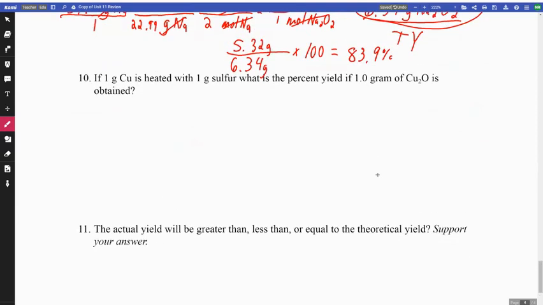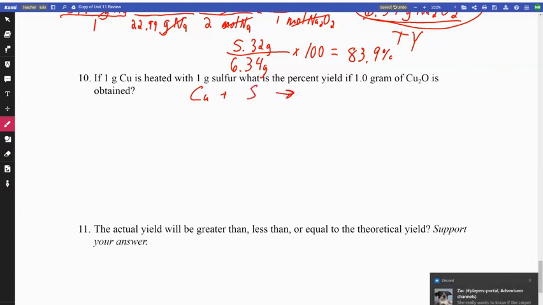If 1 gram of Cu is heated with 1 gram of sulfur, what is the percent yield if 1 gram of Cu2S is obtained? So again, first things first, we need our equation. So Cu reacts with sulfur to form, well, that is a typo. So that is supposed to be Cu2S.